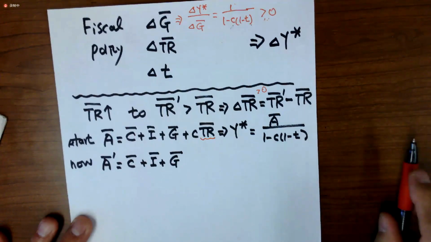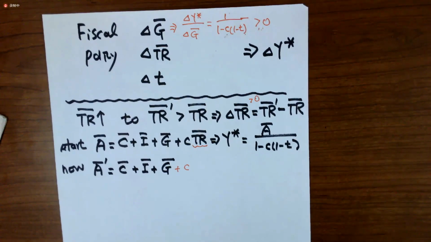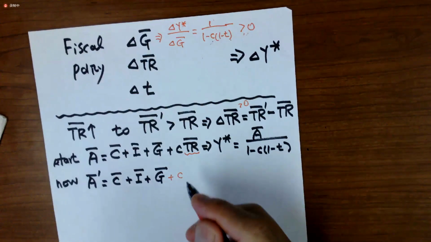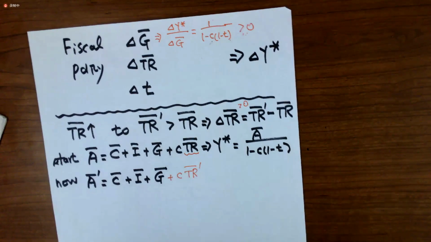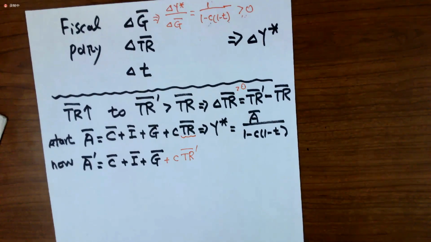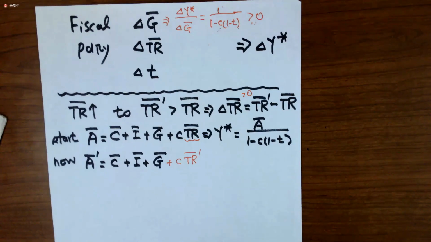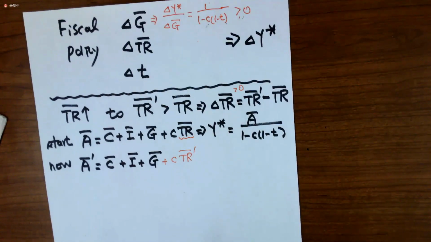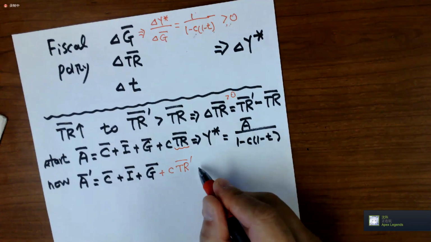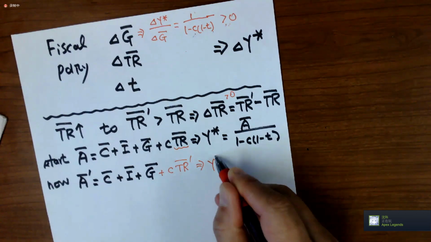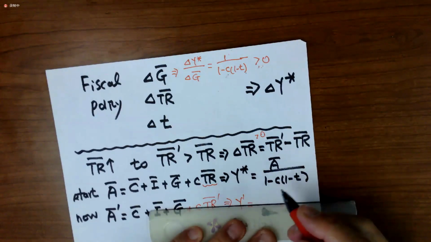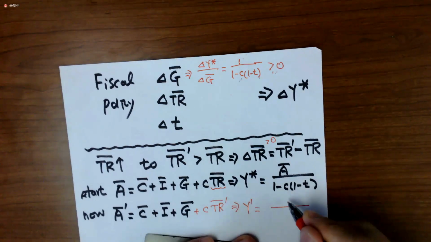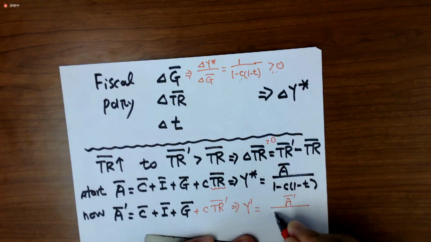What happened to my transfer payment? What should I do? BR bar prime. Yeah, very good. Some of you can be a professor. So therefore, my Y prime is going to be equal to A bar prime over 1 minus C, 1 minus T. Agree?